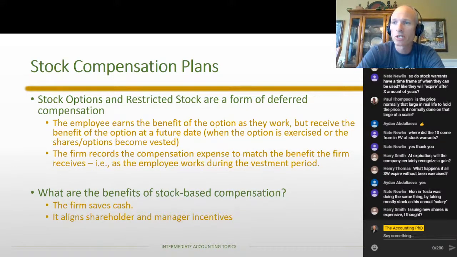Issuing new shares is expensive, I thought. In this situation, it would not be. The reason is because there's no need for an investment bank or anything like that. So it's not like an IPO. That's probably what you're thinking of, Harry, where you're having an initial public offering, you're having to employ an investment bank, you're having to make a market for your stock, and that process can be fairly expensive and difficult.